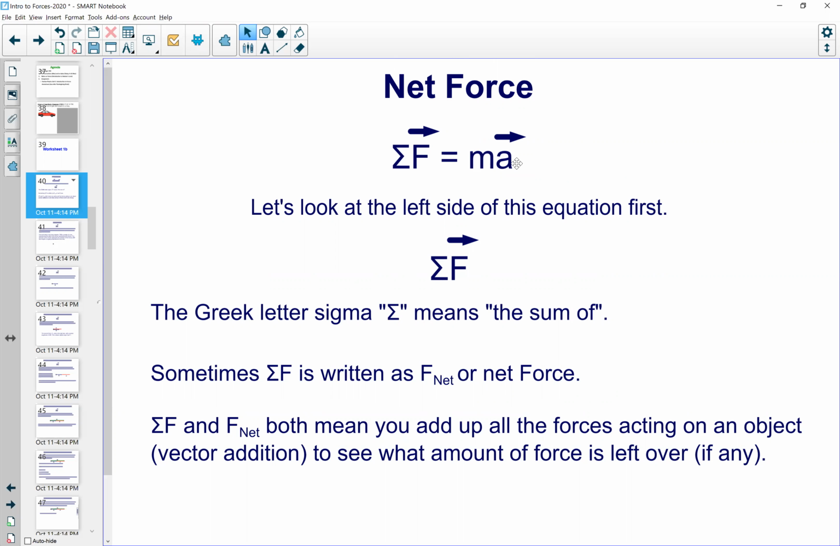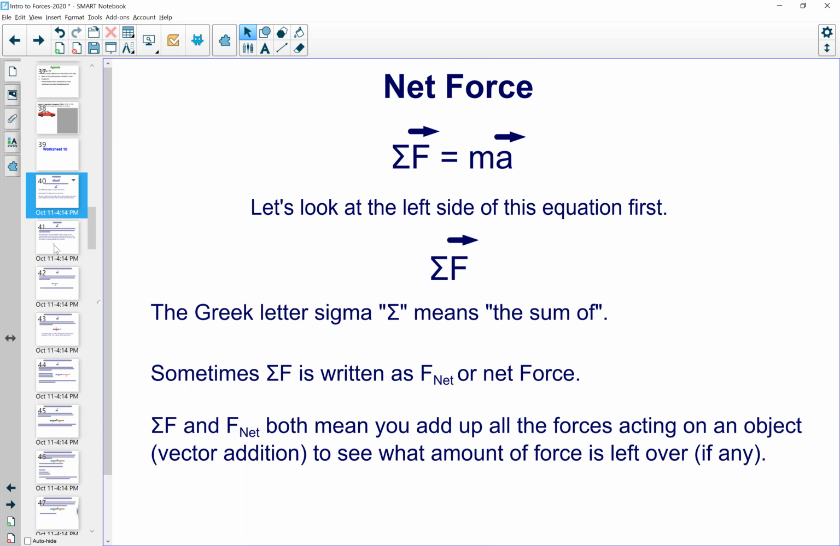Because if we know the direction of the net force, that will be the same as the direction of the acceleration, because the net force is what causes that acceleration. So those two directions will always be the same, as long as we're looking at the net force, not just one of the components. So that's a quick review of what we learned yesterday.